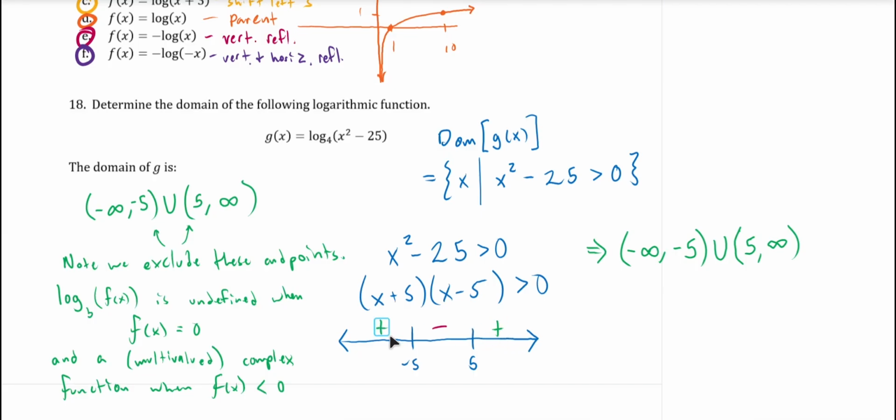these two regions. So these are admissible into my domain, while this region inside is not, where we have to make sure that the argument stays positive. So that tells us that this is going to be our domain. Notice we do exclude those endpoints.